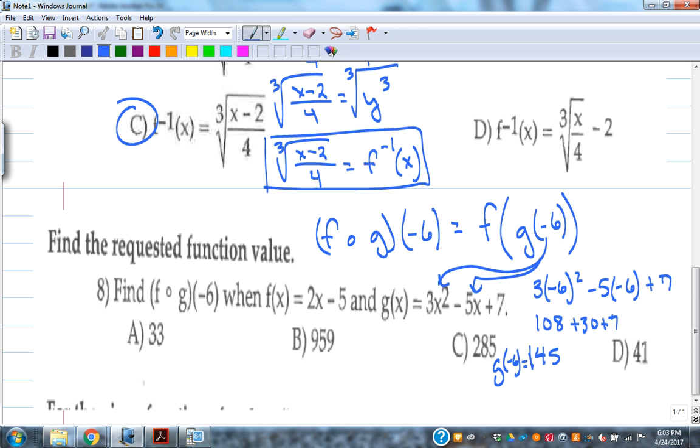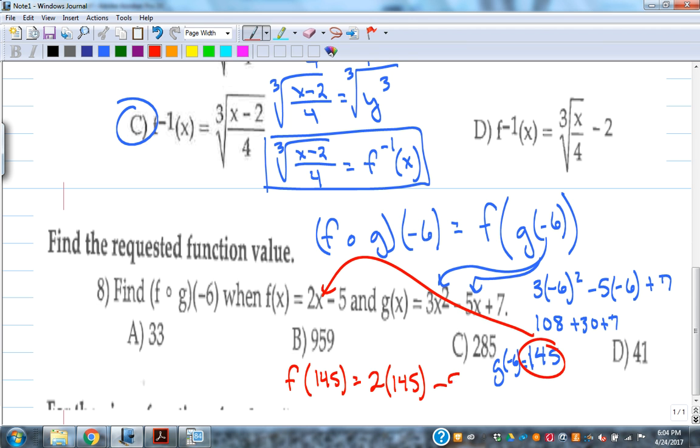Now I've got to take that number and plug it in for x in f. So f of 145. 2 times 145 minus 5. If you double 145, it'd be 290 minus 5, would be 285.